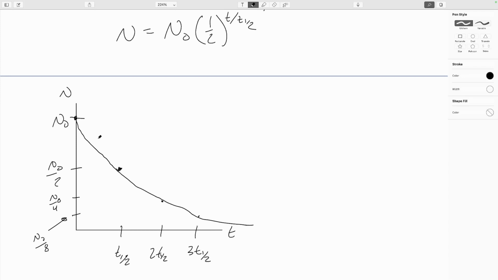And when we characterize it by half-lives, basically we're saying after 1 half-life, I have 1/2 of it left. After 2 half-lives, I have 1/2 of 1/2 of it left, or 1/4. After 3 half-lives, I have 1/2 of 1/2 of 1/2 of it left, or 1/8, and so forth.